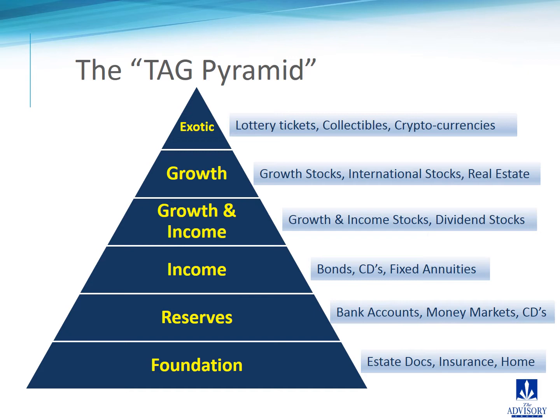Finally, at the top, we have the exotic level. This is one where we will not provide much of any guidance. Collectibles, precious metals, lottery tickets, Bitcoin, they may all be nice to own and keep your fingers crossed on, but we simply will not structure them into a financial plan or depend on them.